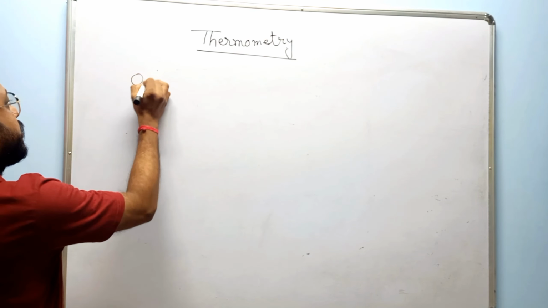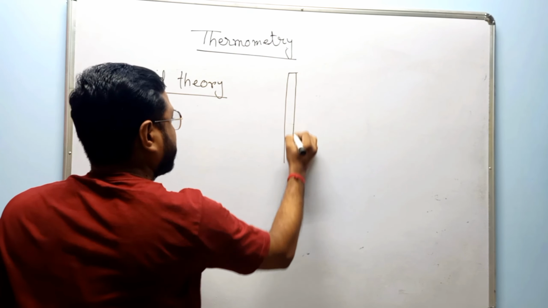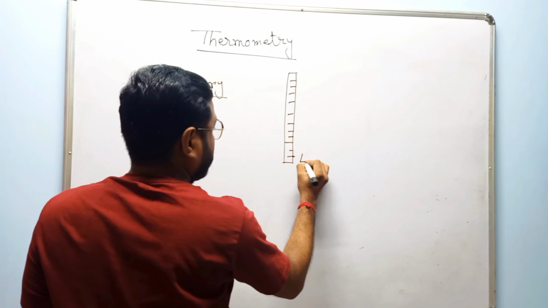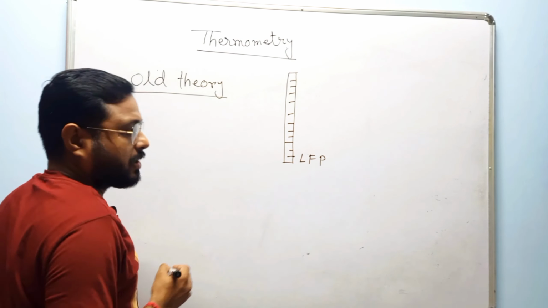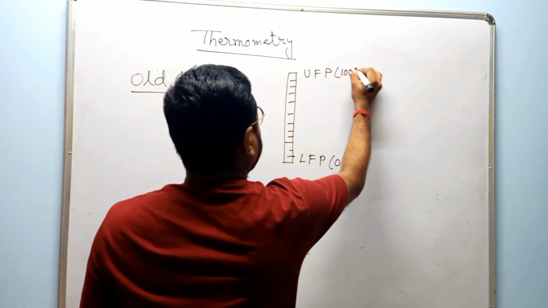We know that in the old theory there are 2 certain temperatures. If this is a thermometer, if we draw this thermometer and if this is the temperature scale, then there are 2 fixed points. One is called the lower fixed point and another is the upper fixed point. Generally the melting point of ice or freezing point of water is taken as the lower fixed point, and the boiling point of water is taken as the upper fixed point.